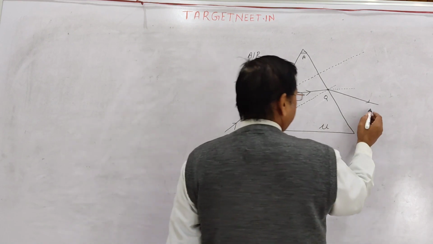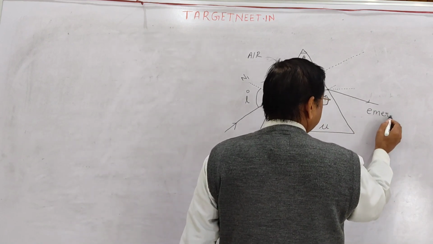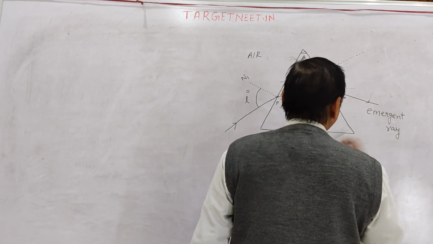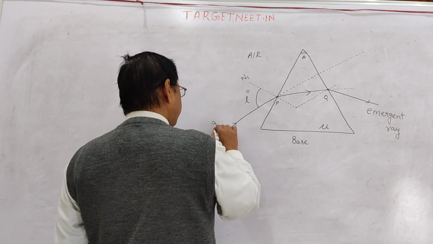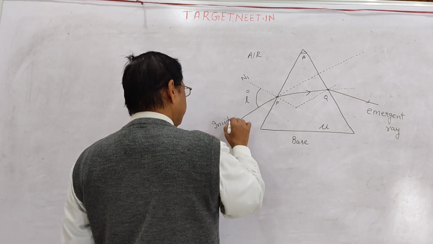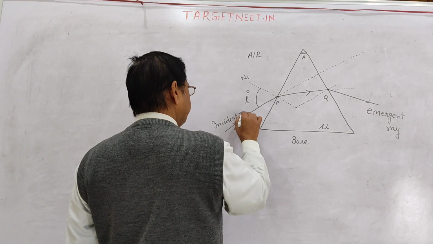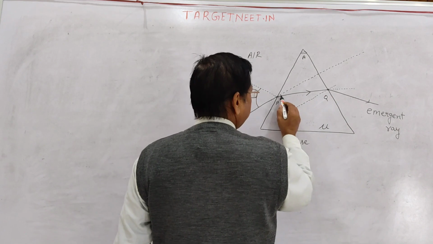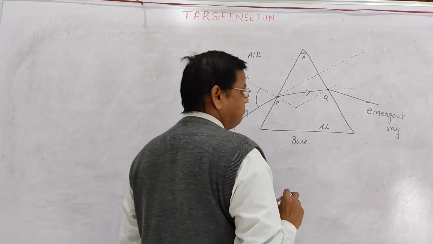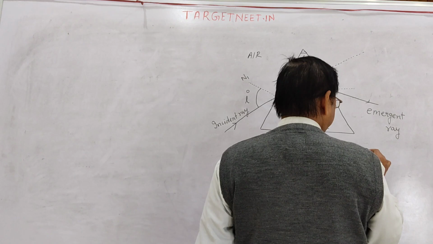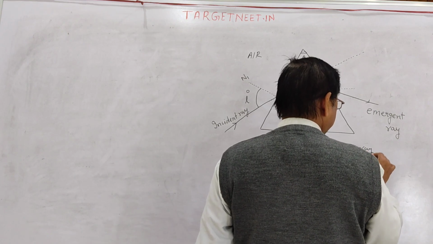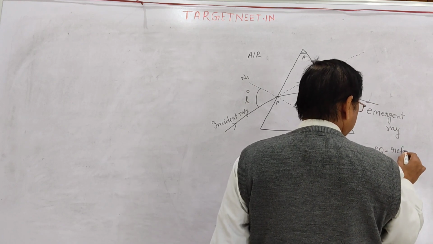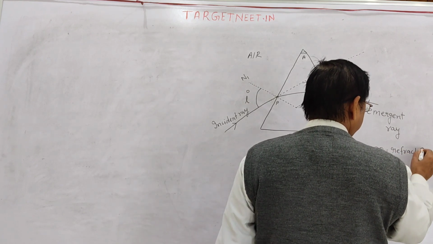This ray is called the emergent ray. This ray is called the incident ray. And ray PQ, this ray, is called the refracted ray.